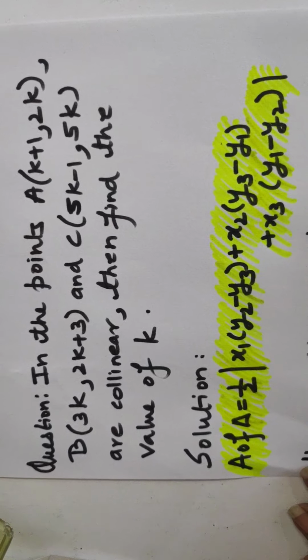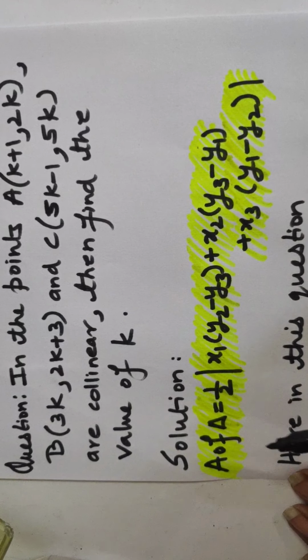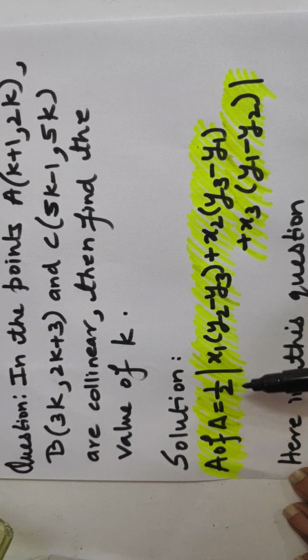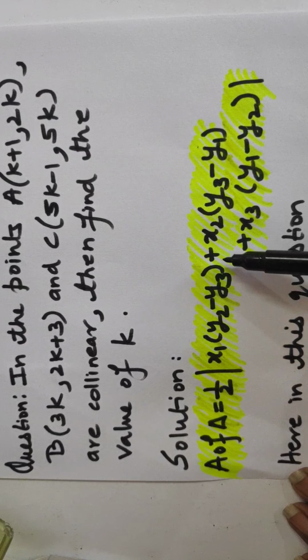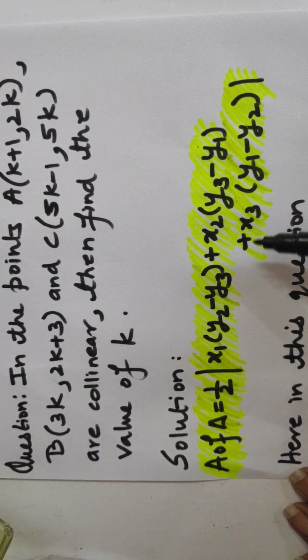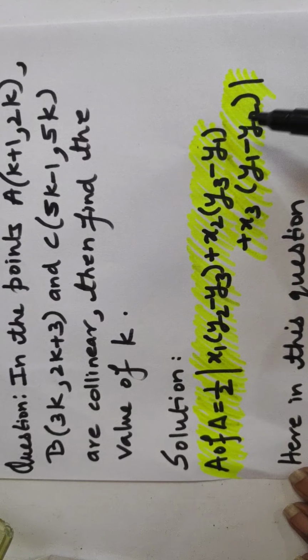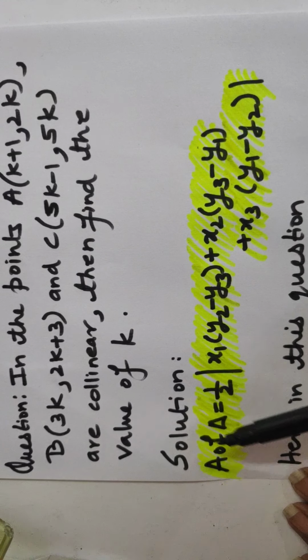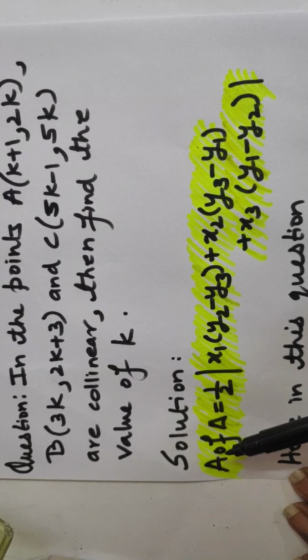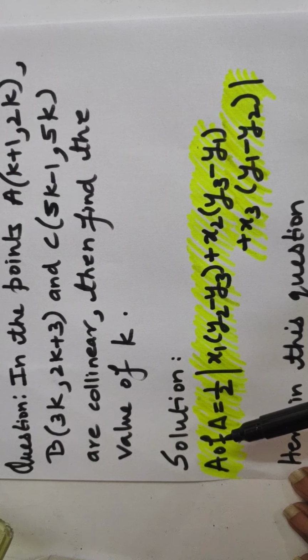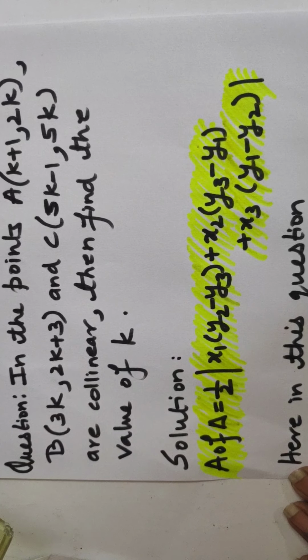So we are going to use this formula: area of triangle is equal to 1 by 2 [x1 (y2 minus y3) plus x2 (y3 minus y1) plus x3 (y1 minus y2)]. Since the points are collinear, it will be equal to 0. I hope you know the meaning of collinear: all the 3 points will come in a straight line. When the points are in a straight line, there will never be any triangle formed.